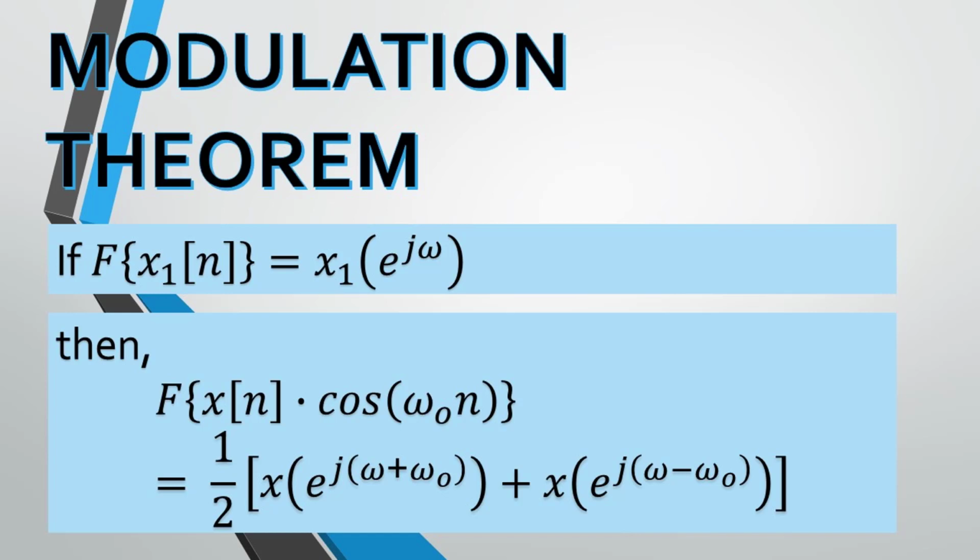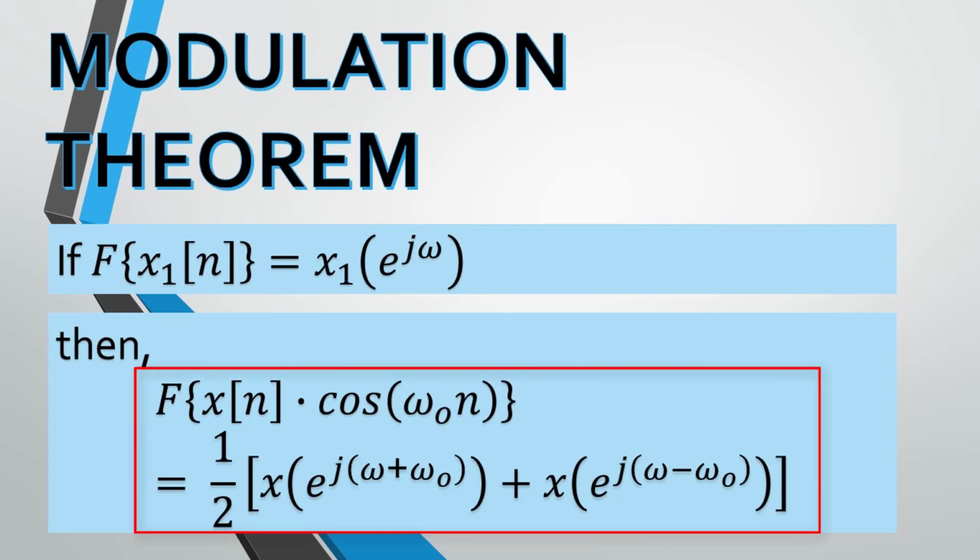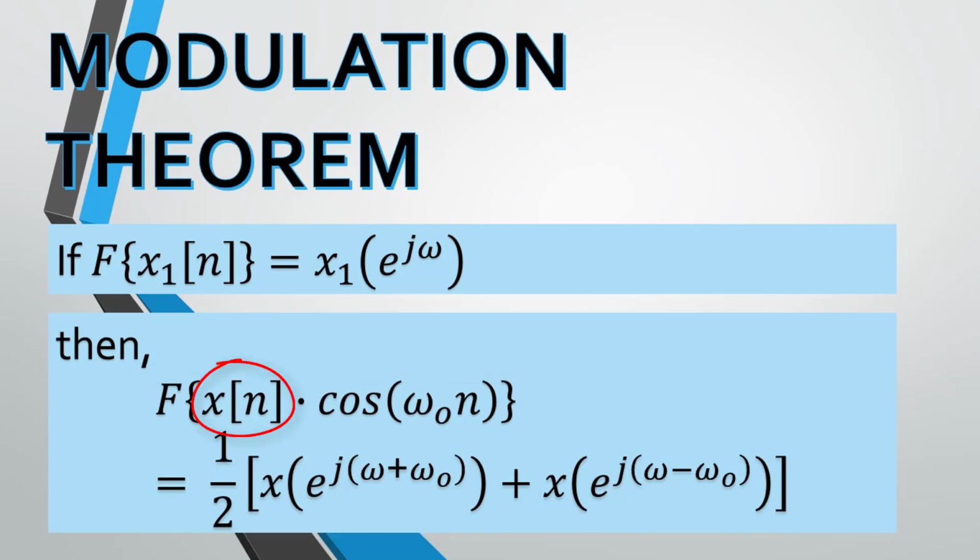It states that if the Fourier transform of x of n is equal to X of e raised to j omega, then the Fourier transform of x of n times cosine omega sub o n is equal to 1/2 the quantity of X of e raised to j quantity omega plus omega sub o, plus X of e raised to j quantity omega minus omega sub o. The x of n is the actual message signal. The cosine omega sub o n is the carrier signal. The resultant frequency domain signal is given by this form.